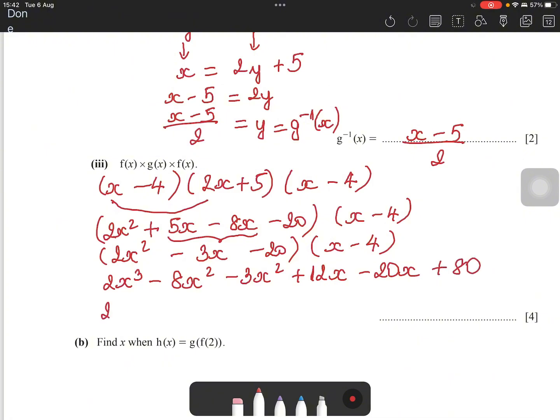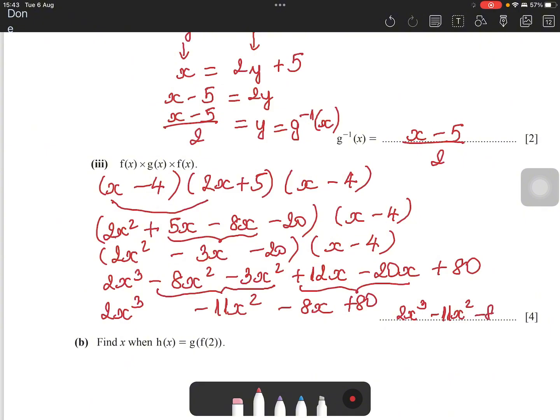Now let's simplify this. 2x cubed. Negative 8 minus 3 is negative 11. 12 minus 20 is negative 8, plus 80. So this is the final answer. 2x cubed minus 11x squared minus 8x plus 80.